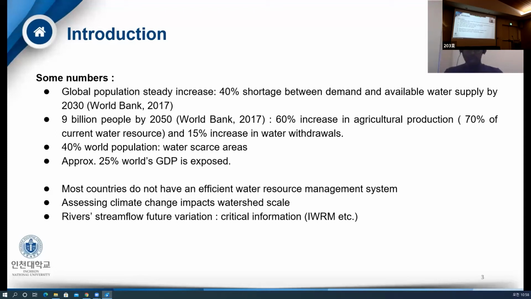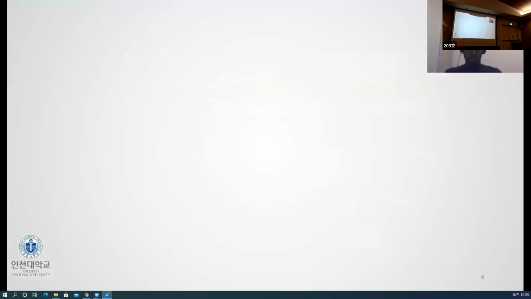So this study focused on establishing a framework for future discharge assessments under climate change conditions. Now, let's dive into the model.